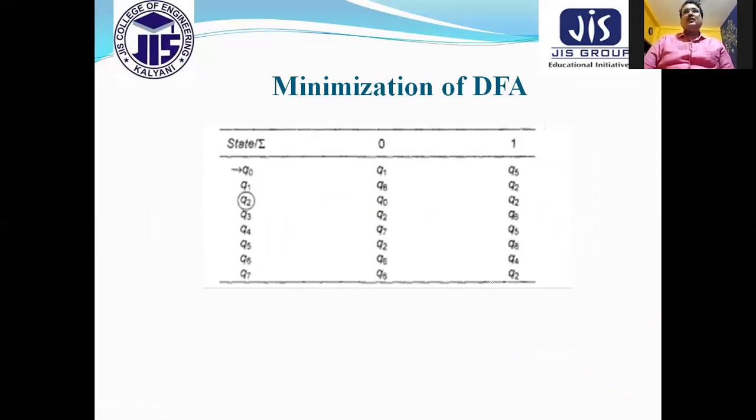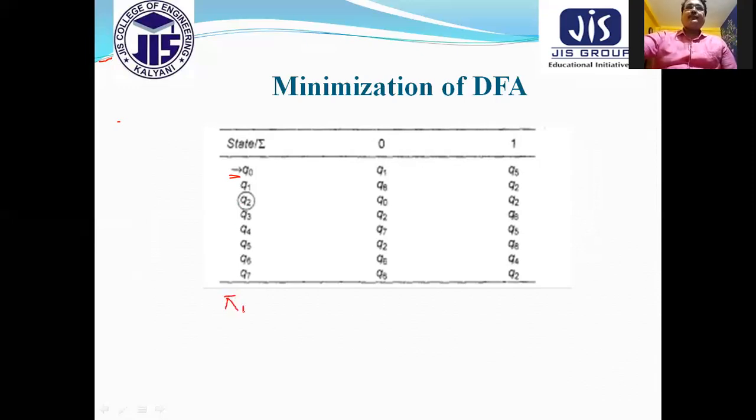Okay. What is the meaning of minimization of automata? Here I can see that Q0 is your initial state and Q2 is your final state, because we can see the arrow symbol here and the concentric circle. So I can assume this is the initial state and this is the final state. Okay, so here we have to calculate pi 0.